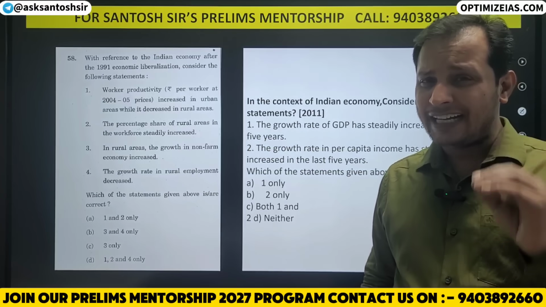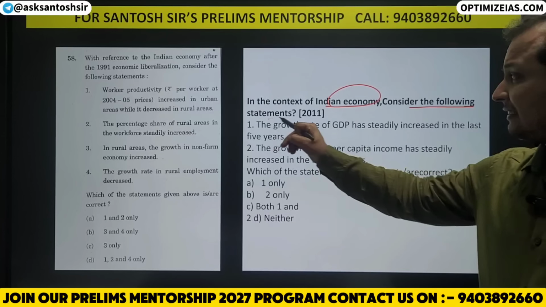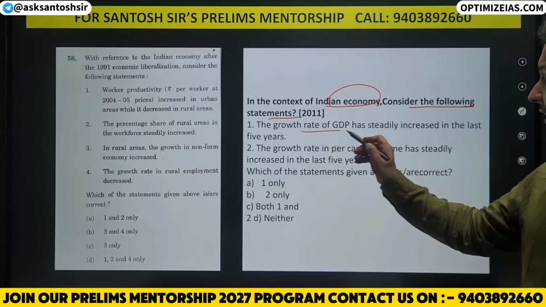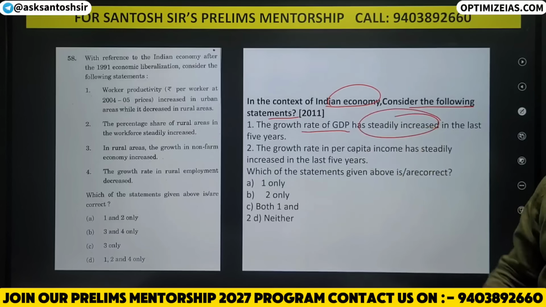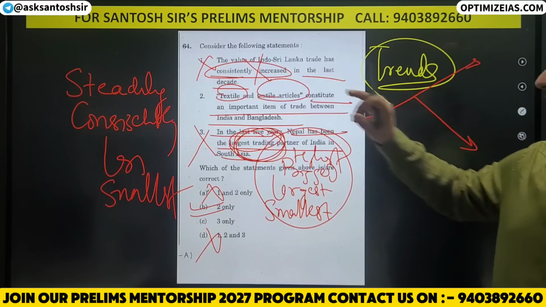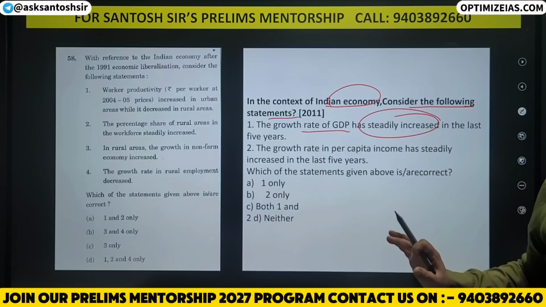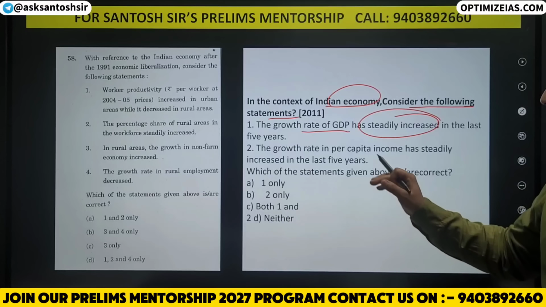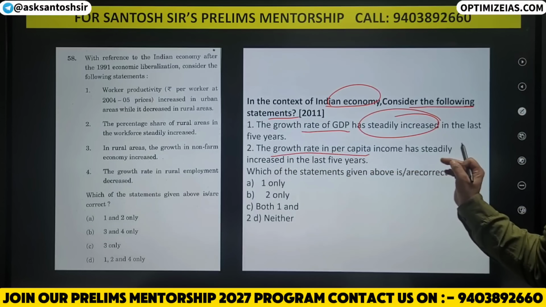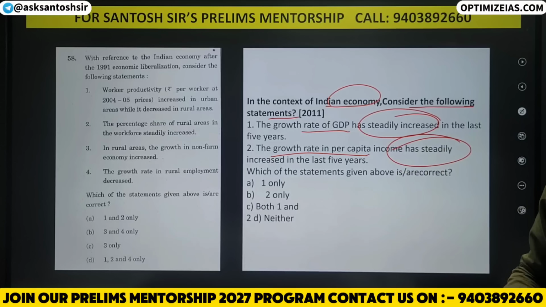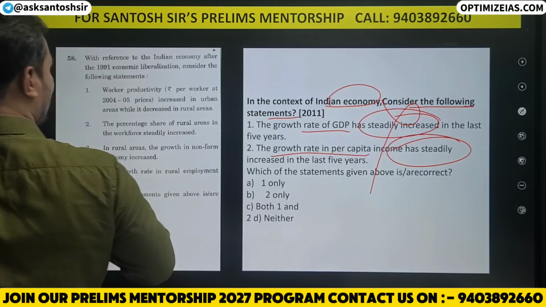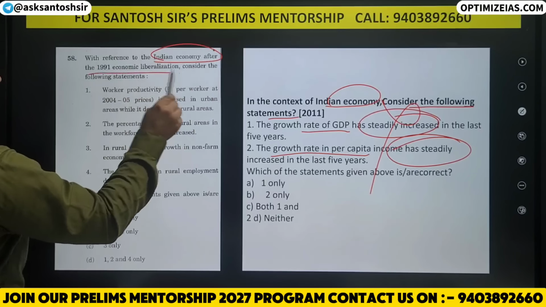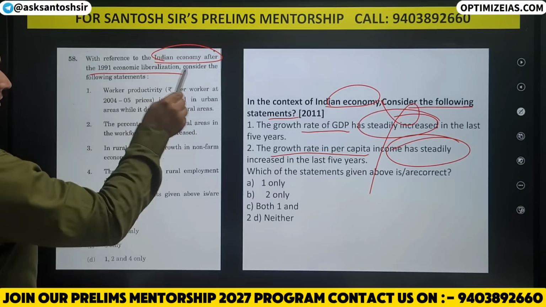Let us see this question, guys. In the context of Indian economy, consider the following statements. The growth rate of India's GDP has steadily increased. The previous question said consistently, now they are saying steadily. Both are the same. Again, the growth of per capita income has steadily increased. Steadily, incorrect. Now let us read this question. With reference to Indian economy 1991 liberalization, consider the following statements.